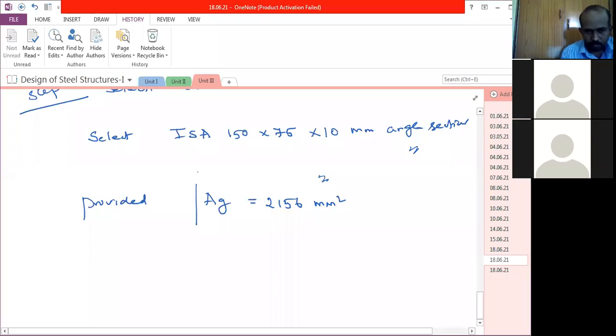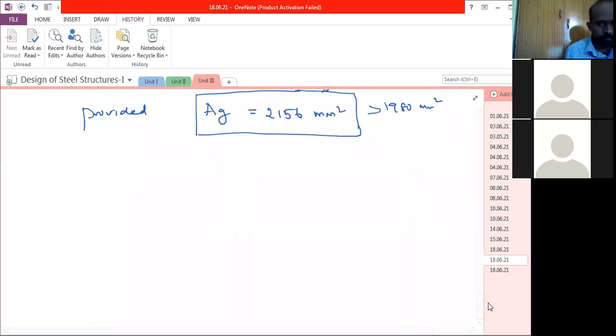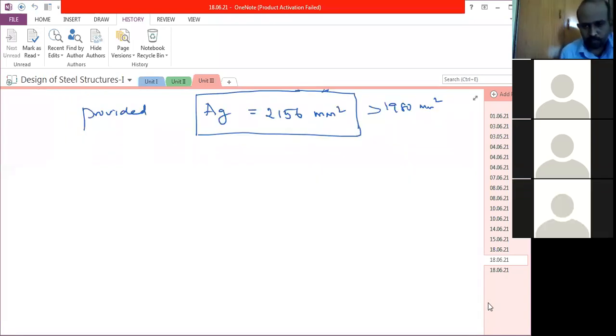Okay. So the provided gross area is 2156 mm square, which is greater than 980 mm square. So now what is the next step? Can anyone tell me what would be the next step? How many of you remember the class procedures and what would be the next step?